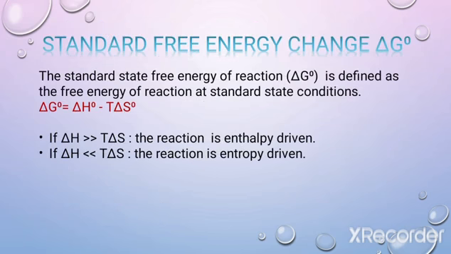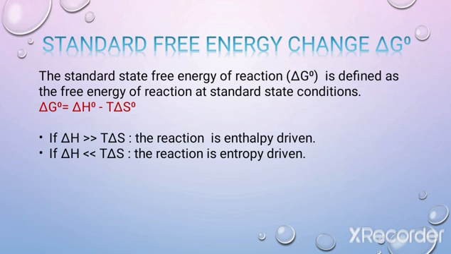Next is standard free energy change, that is delta G naught. The standard state free energy of reaction, delta G naught, is defined as the free energy of reaction at standard state conditions. So the formula is the same as Gibbs free energy change, but the only difference is that here the values are in their standard state. So the formula is delta G naught = delta H naught - T delta S naught.